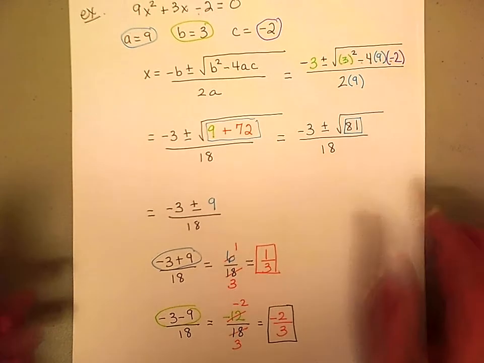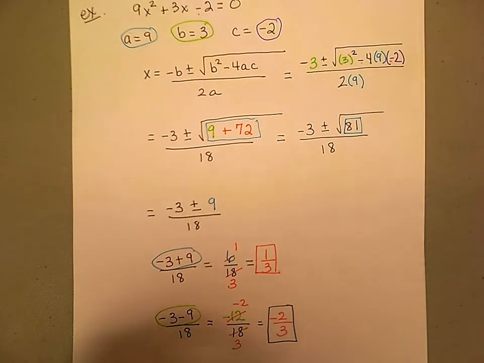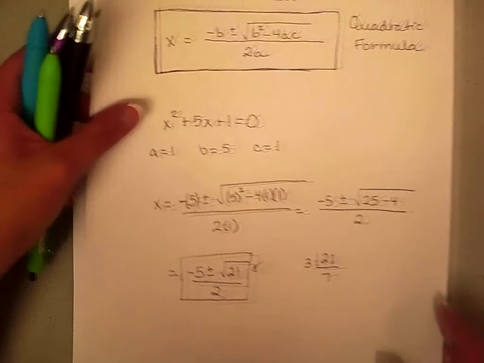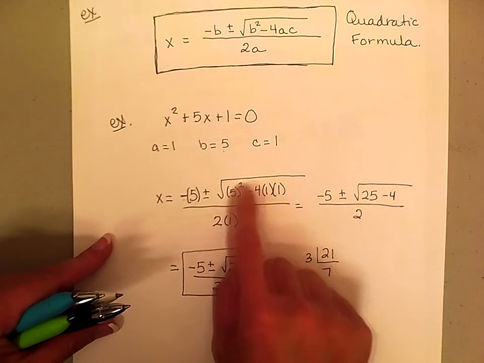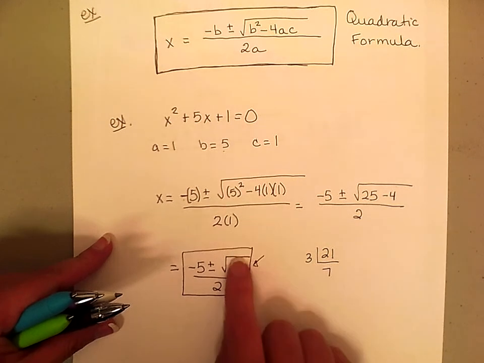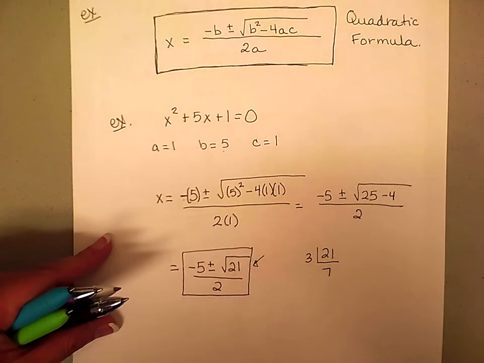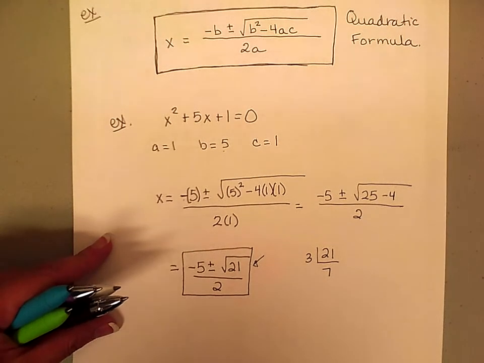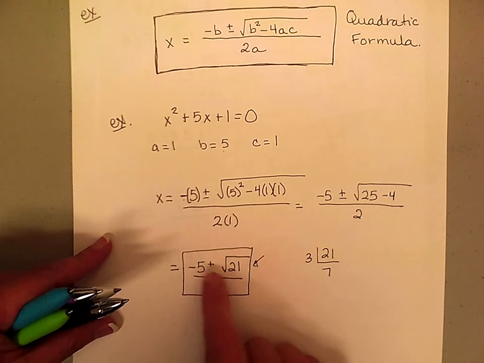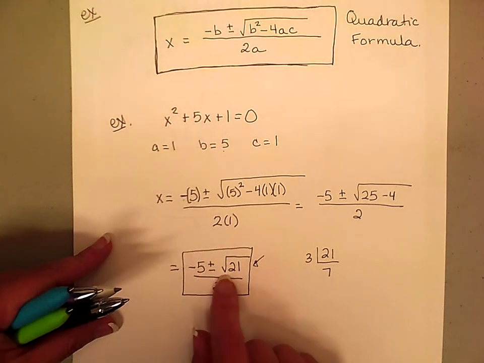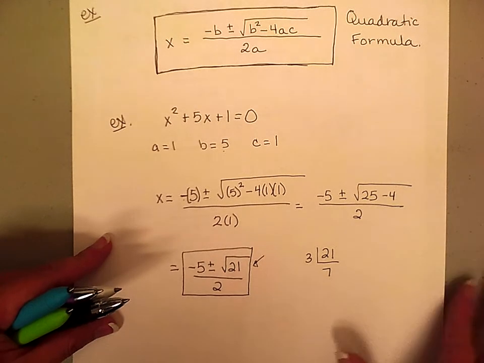So it was interesting to see what happens underneath this radical. It'll determine what types of solutions we have. For example, once we finished simplifying the first one, we came down to the square root of 21, and it was irrational. So we have two solutions, negative 5 plus root 21 divided by 2, and negative 5 minus root 21 divided by 2. Two irrational solutions.